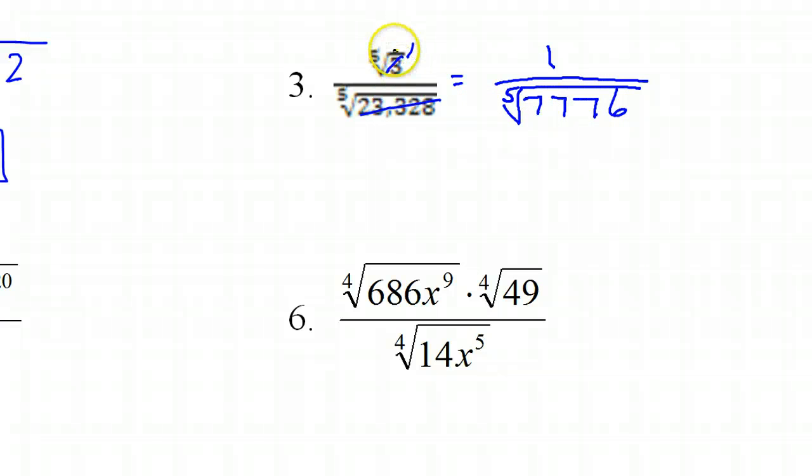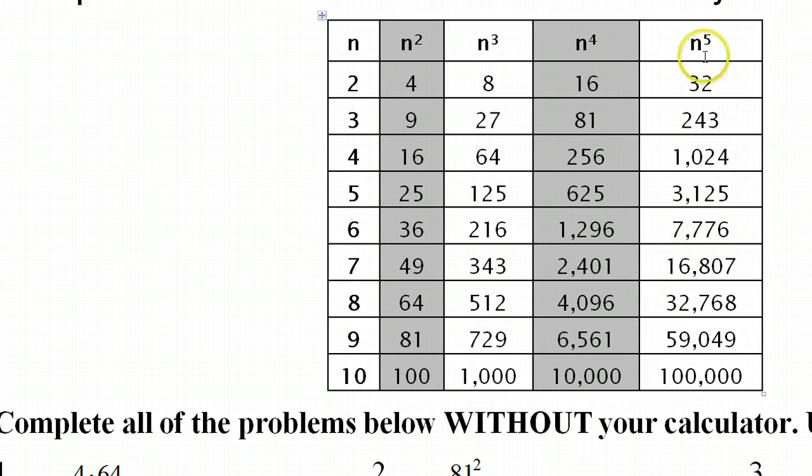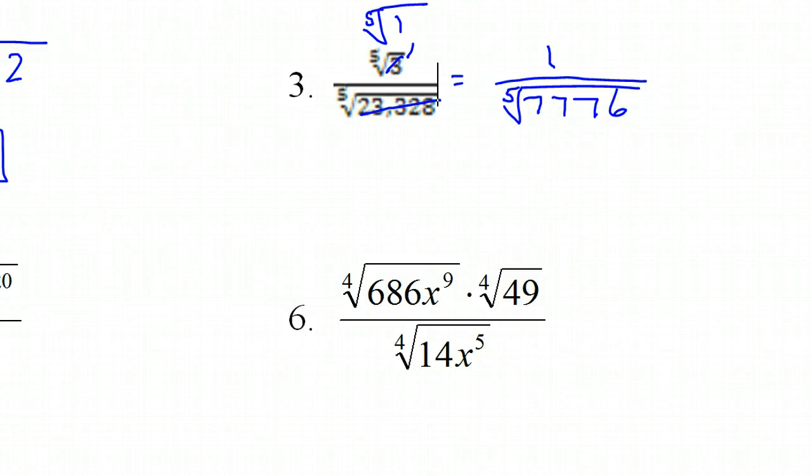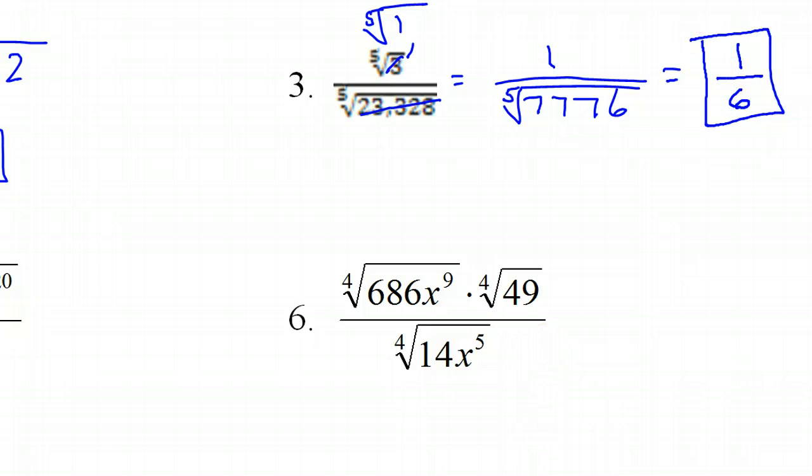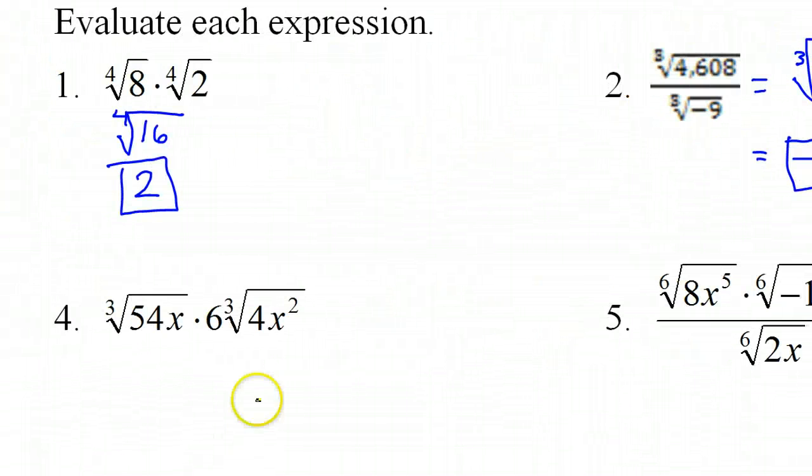Technically for a minute there I had the fifth root of 1, but guess what? The fifth root of 1 is 1. Now, let's see if 7,776 is on the fifth power list. Oh, look, there it is. 6. Alright, so the fifth root of this number is 6. So that means, at the end of the day, this is simply 1 over 6. Final answer.